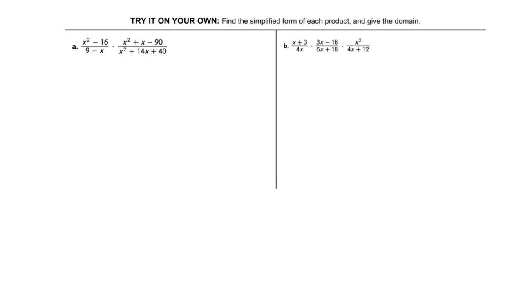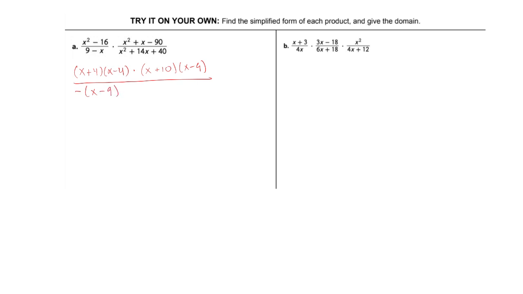Now I'd like you to multiply these on your own and try them on your own. Remember, try and factor all you can. For the a, I'll help you factor it first. We get x plus 4 and x minus 4, and then times x plus 10, x minus 9, all over. Now, whenever you see a 9 minus x, let's factor out a negative and make it x minus 9.